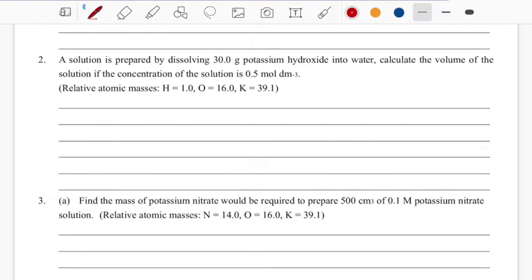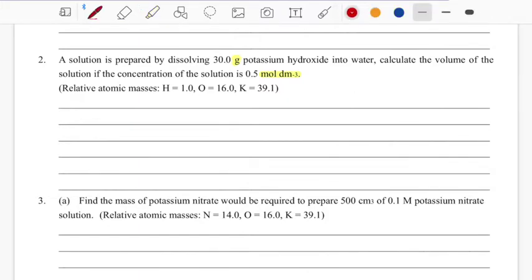For question 2, a solution is prepared by dissolving 30 grams of potassium hydroxide into water. So it's given us the amount in terms of mass. And then calculate the volume of the solution if the concentration of the solution is 0.5 molar. So 0.5 mole per dm cube.